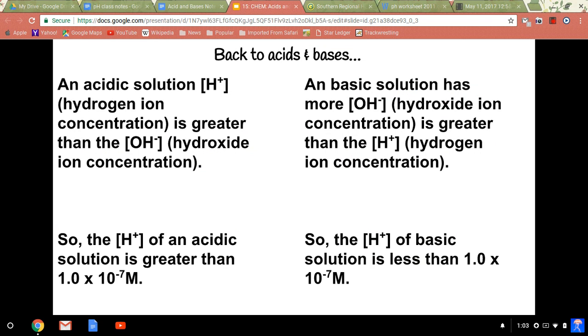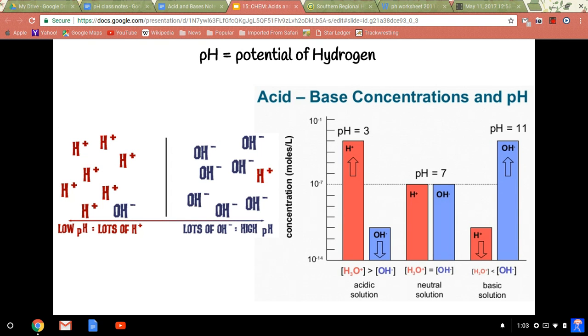This all kind of sounds kind of crazy with the brackets and the scientific notation. So here's a picture representation. pH, and this is what we use to measure if something's acidic or basic, stands for potential of hydrogen. If something has a low pH, all that it means is that it has a whole bunch of H pluses and not so many OH minuses. So it has a whole bunch of hydrogen ions and not a lot of hydroxide ions.